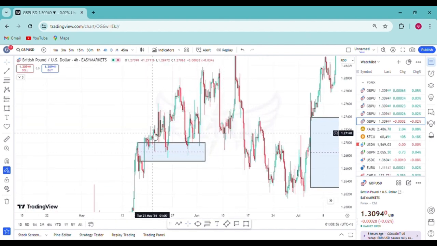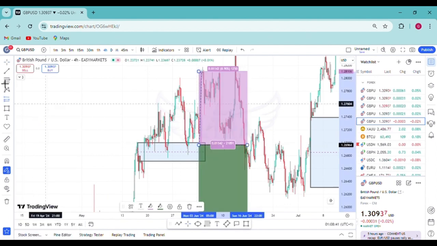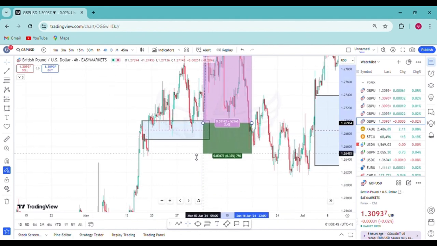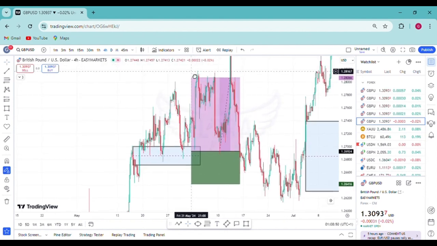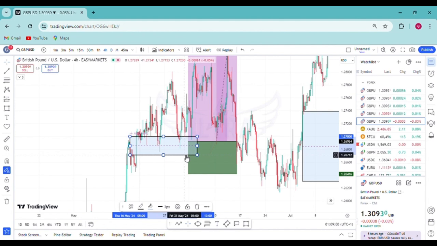So when you continue this trend, you can see how market can just rally to the upside. You can see how markets rally to the upside, tapping into that BC and mitigation block.